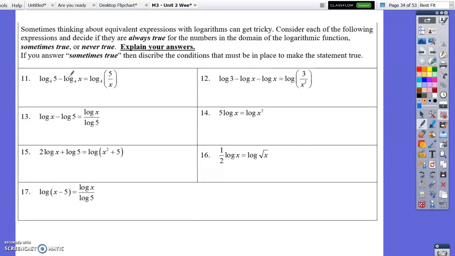So let's talk really quickly about these. We're trying to decide if they're always, sometimes, or never true for 11 through 17. So always, sometimes, or never true. If it is always true, we're all set. If it is sometimes true, we need to decide when it is true. So let's pick one that might be sometimes true.